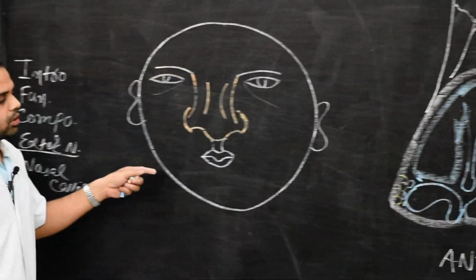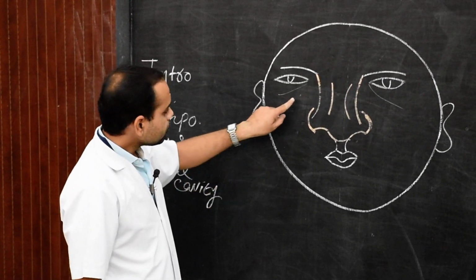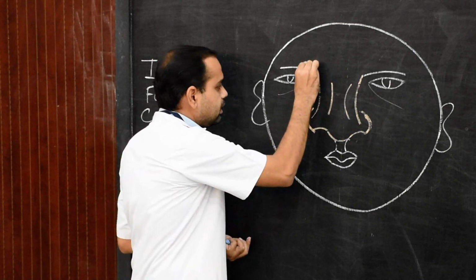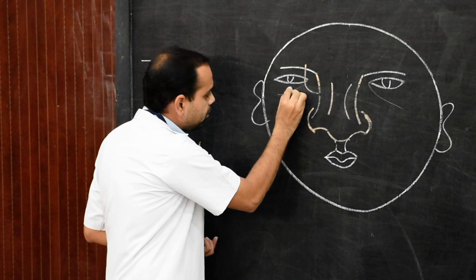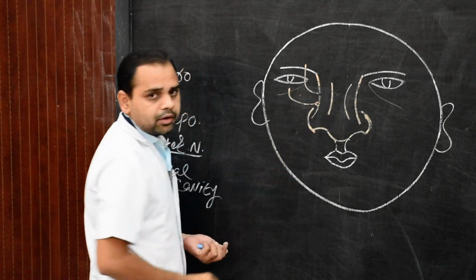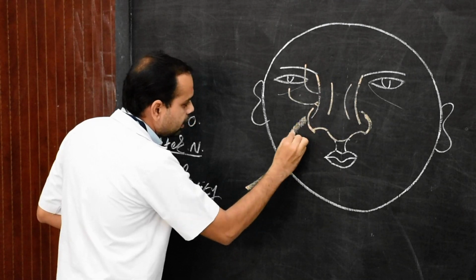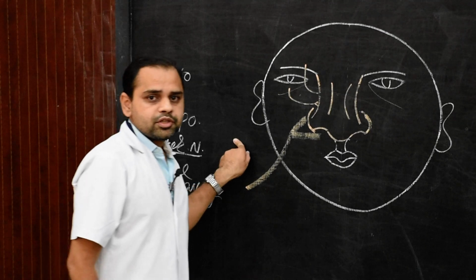Now we move on to the blood supply and nerve supply of the external nose. The external nose is supplied by the dorsal nasal branch of the ophthalmic artery. Second is the infraorbital branch of the maxillary artery, and then the facial artery, so the septal and alar branches of the facial artery. This is the blood supply of the external nose.